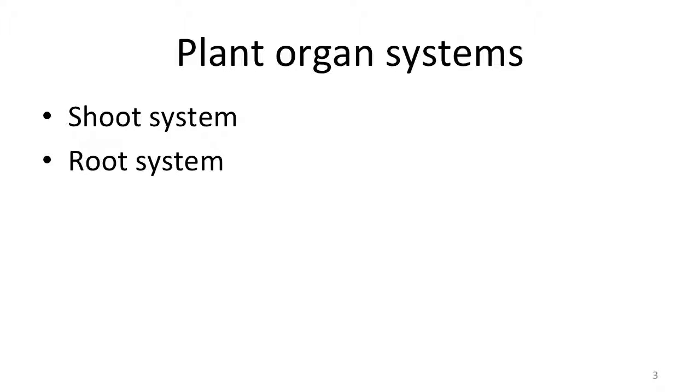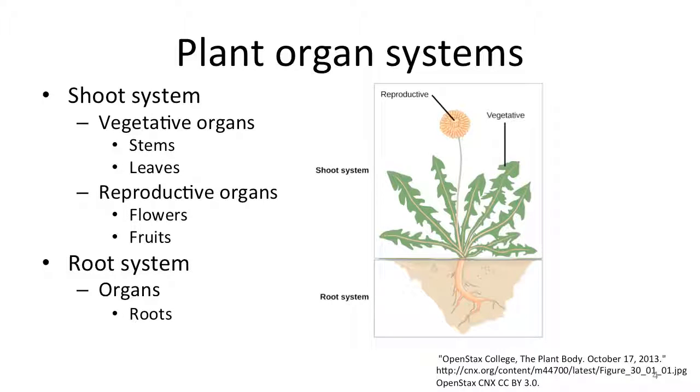Plants have two kinds of organ systems. The first is the shoot system, which we've already said encompasses the stems as well as the leaves, and then there's the root system. In the shoot system, the vegetative parts we've just mentioned are stems and leaves. There can also be reproductive organs if the plant is mature and it's the right season. If there are reproductive organs, these can include the flowers or later the fruit.